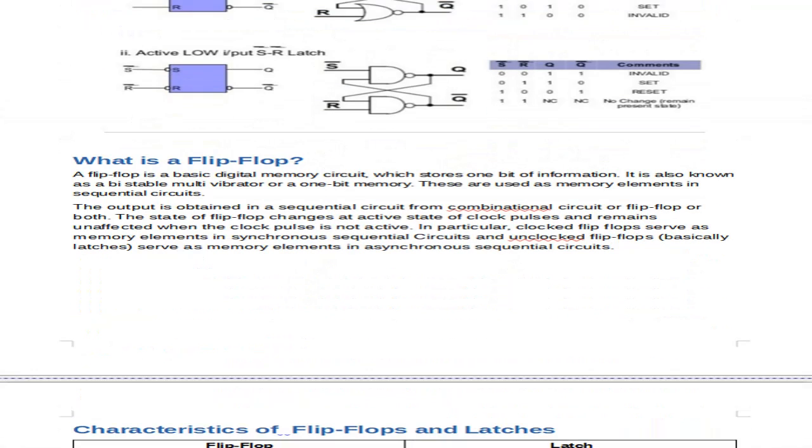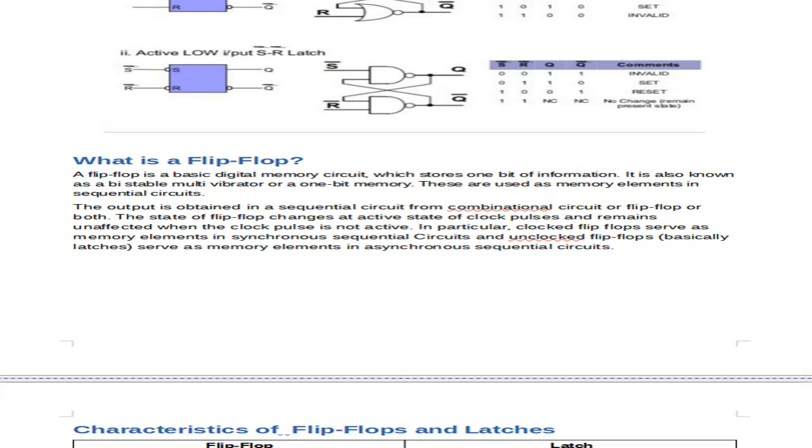What is a flip-flop? A flip-flop is a basic digital memory circuit which stores one bit of information. It is also known as a bistable multivibrator or a one-bit memory. These are used as memory elements in sequential circuits. The output is obtained in a sequential circuit from a combinational circuit or flip-flop or both.